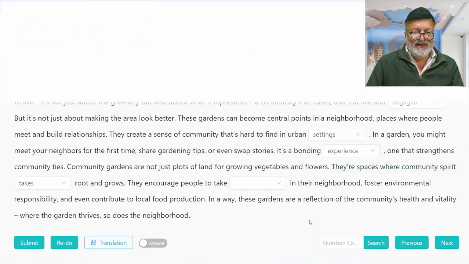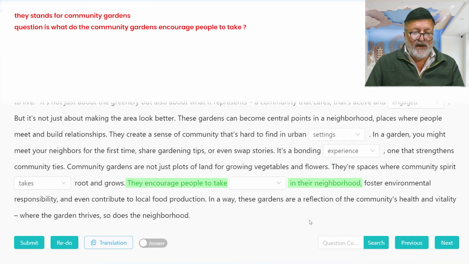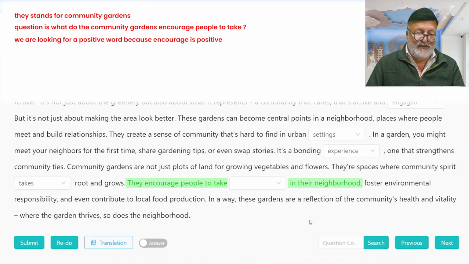For the final blank, we can start reading from they encourage people to take dash in the neighborhood. Remember that they stand for community gardens. The question now is what do the community gardens encourage people to take? Important thing to understand is that we are looking for a positive word because encourage is a positive one.